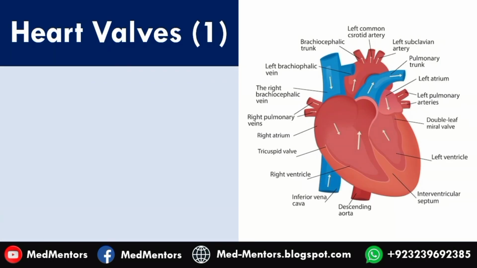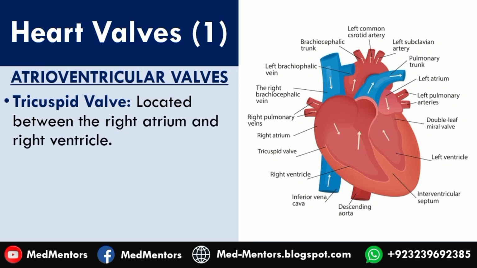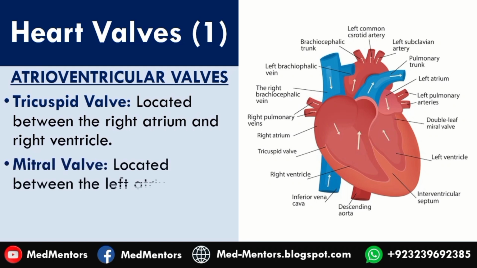Heart valves. The heart contains four main valves that regulate blood flow and prevent any backflow, ensuring that blood moves in one direction. Atrioventricular valves. Number one, tricuspid valve. Located between the right atrium and the right ventricle, the tricuspid valve prevents blood flowing back into the atrium when the ventricle contracts. Mitral valve. This valve lies between the left atrium and the left ventricle, ensuring that blood flows from the atrium to the ventricle without reversing.